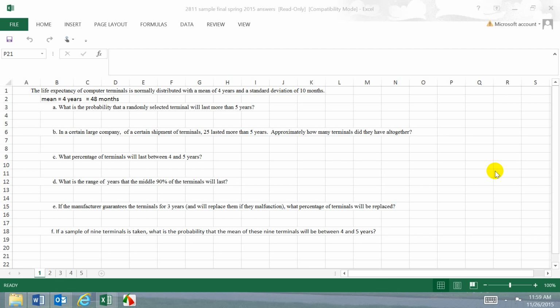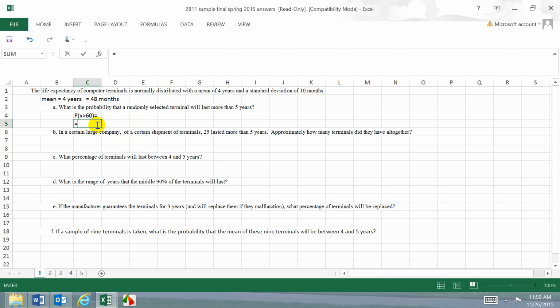So it's normally distributed. This is a single item, so we're talking about a normal distribution with mean 4 years, 48 months. If we want to know the probability that it lasts more than 5 years, that is the probability that x is greater than 5 years, which is 5 times 12, 60 months. The probability that x is greater than 60 months. Now, since we're talking about greater than, the norm dist will give the probability that it's less than or equal to, so we have to subtract it from 1.